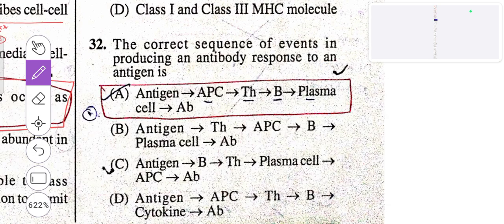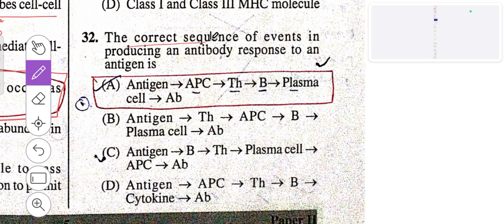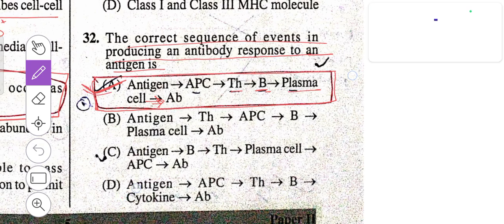Then 32nd question: the correct sequence of events in producing an antibody response to an antigen is, the antigen will first go to antigen presenting cells, then T helper cells, then B cell to plasma cell will produce antibodies. So A is the right answer. So the antigen will send a signal to APC, APC will send a signal to the T helper cell, which will activate the B lymphocyte, then plasma cell, then antibodies. So A is the right answer.